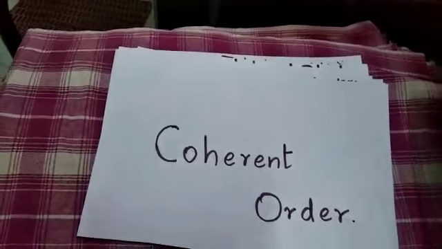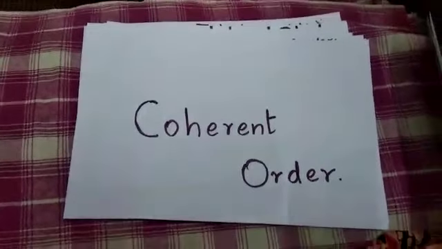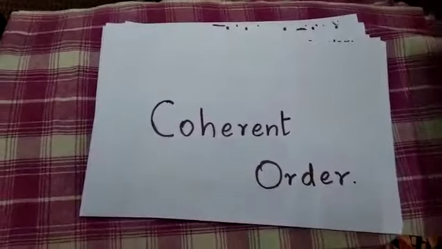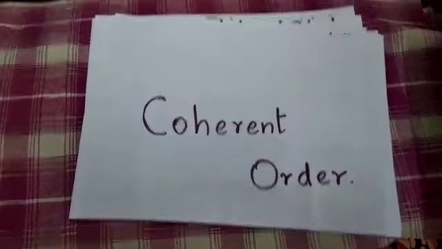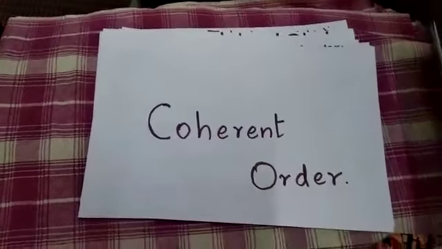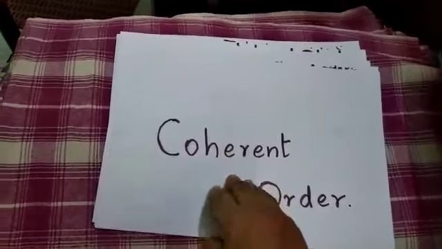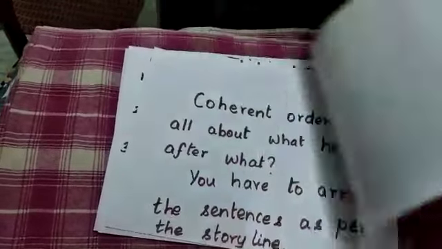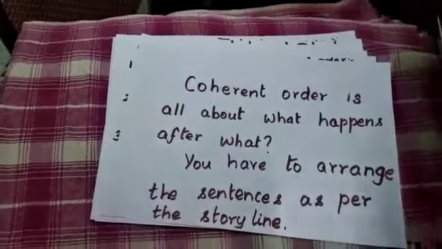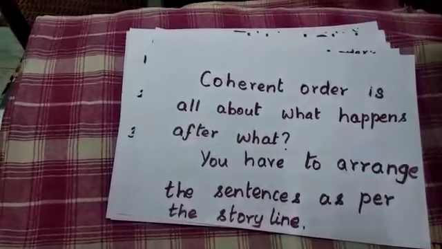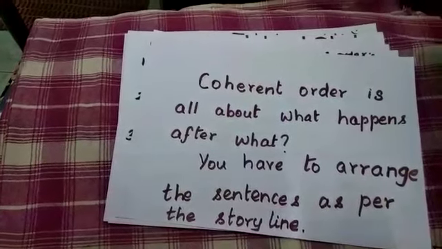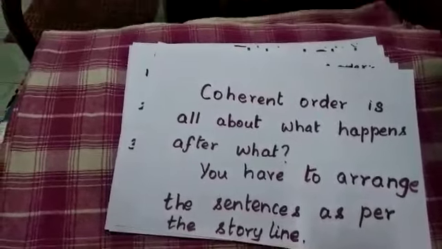Now, we have seen the 12 punctuation marks and what their uses are, where they are used and how to use them. Now moving on to coherent order. What is coherent order? Coherent order is all about what happens after what. You have to arrange the sentences as per the storyline.